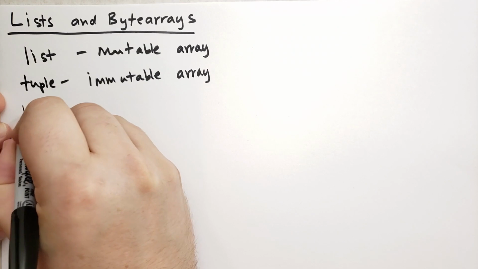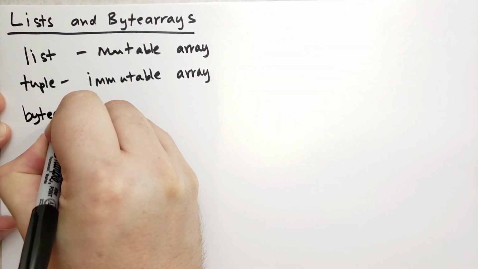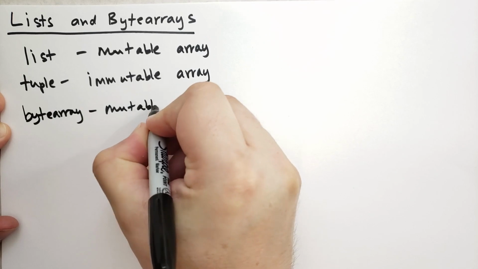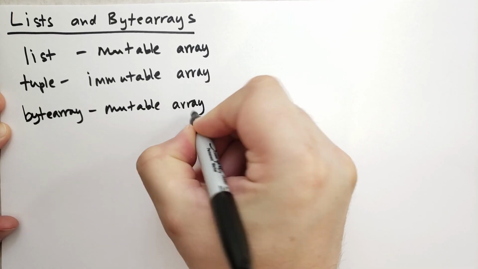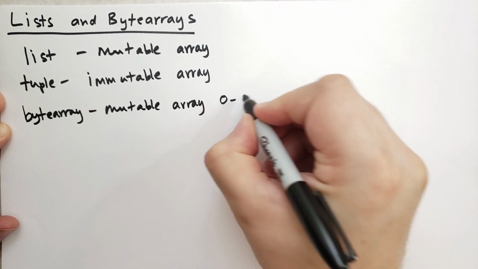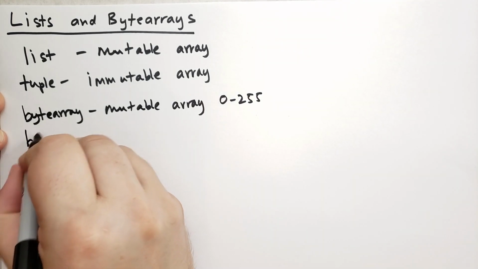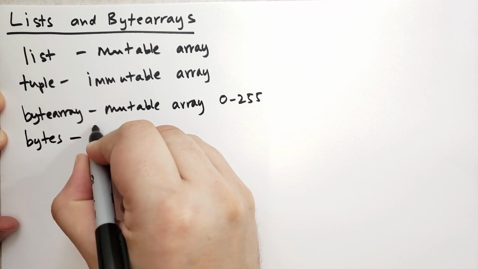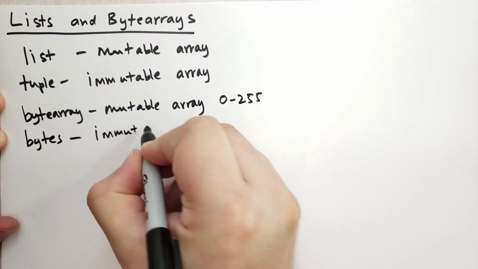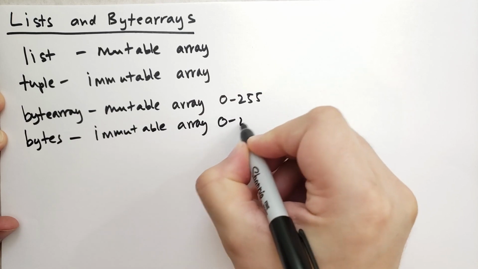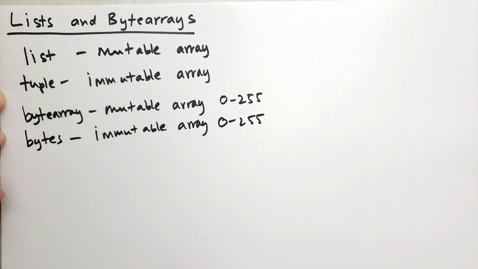A byte array is a mutable array, but the values must be numbers between 0 and 255. It is comparable to the bytes object, which is an immutable array with the same values, 0 to 255. A list is to a tuple as a byte array is to bytes.